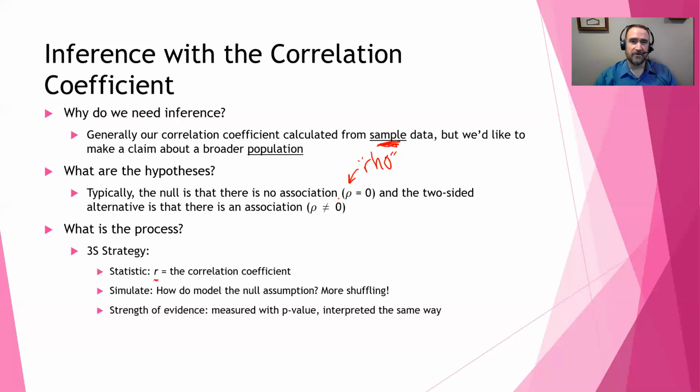And we see what kinds of correlations we tend to see when we do the random shuffling that models the null hypothesis. And then we take a look at the strength of evidence. We measure a p-value. How likely was it to find a result like ours if the null was actually true? And that's how we'll interpret the p-value.